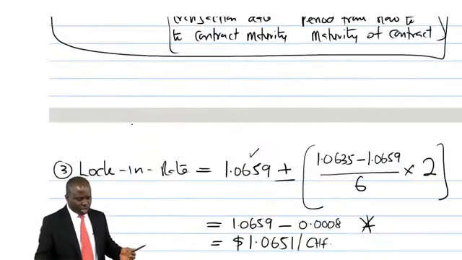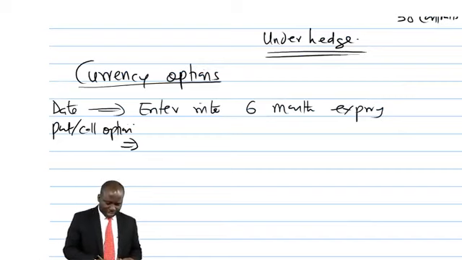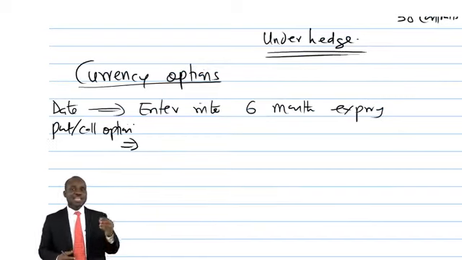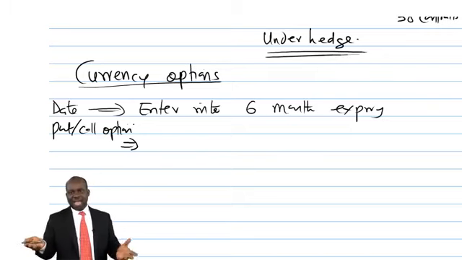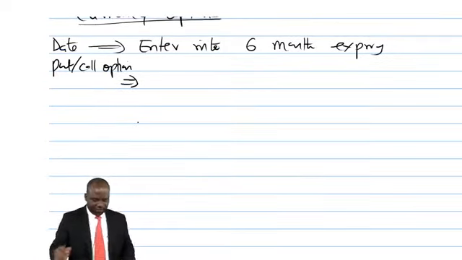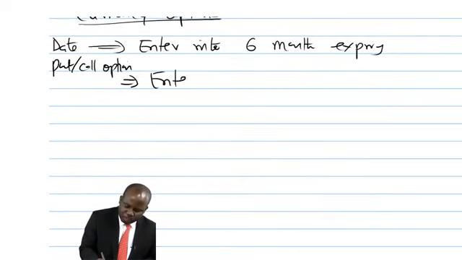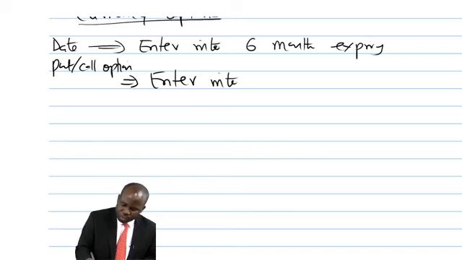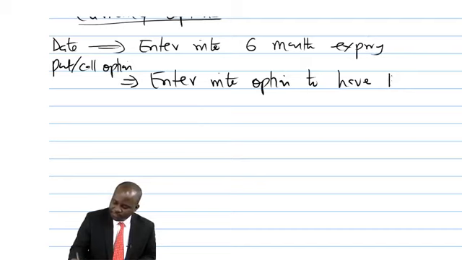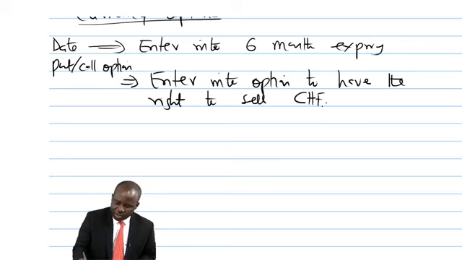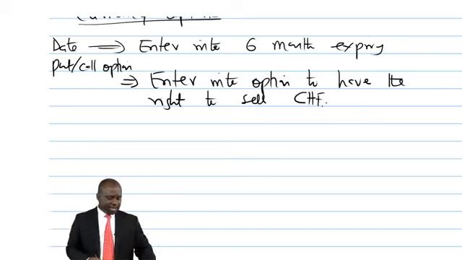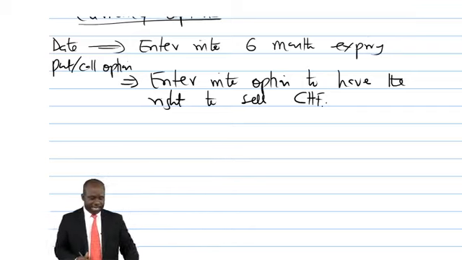So here, because the contract size is in CHF, we need the contract that will give us the right to deal with that CHF, and the CHF will be sold. Therefore, I will say enter into a put option to have the right to sell CHF. Okay, so that when the CHF depreciates, you sell it and you make a gain in there.